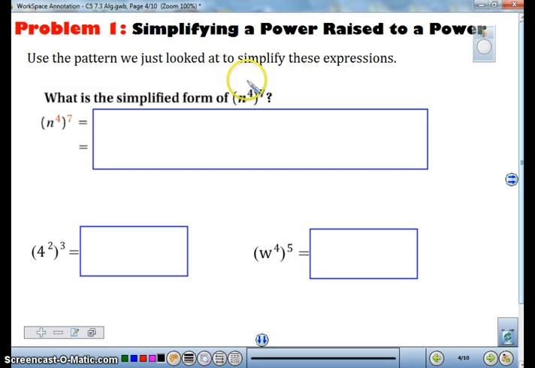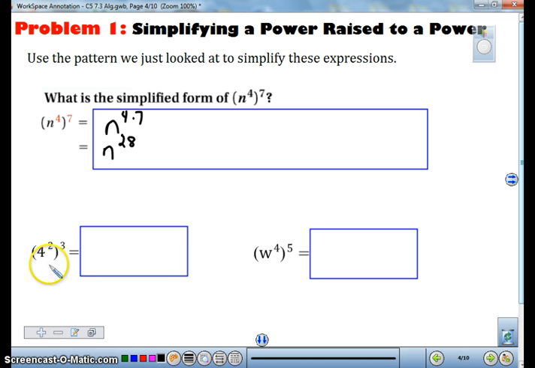Use the pattern we just looked at to simplify. What is the simplified form of n to the 4th raised to the 7th? Key thing is, since we have a power to a power, we are multiplying 4 times 7, which now is going to be n to the 28th power.